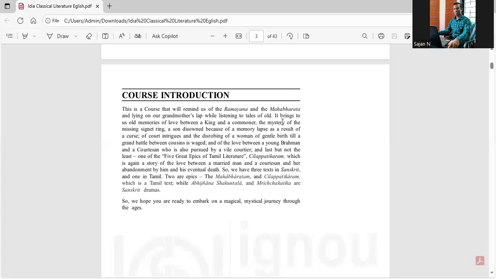Now, when you talk about Shakuntala, she is the adopted daughter of Sage Kanva. She is not actually the daughter of Kanva, but an adopted daughter. Now, they are living in a hermitage.